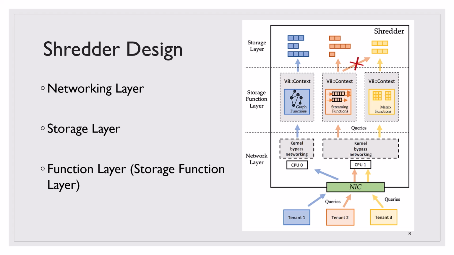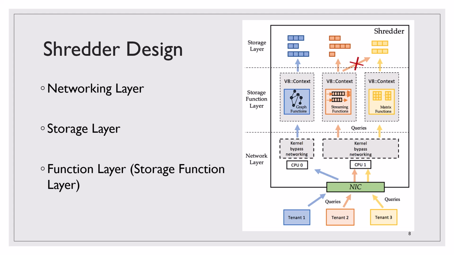The function layer relies on the V8 runtime. This layer matches incoming requests to their storage function code and context. Here on the right, we have an illustration of the Shredder design. You can see tenants make a request to the NIC, which stands for Network Interface Controller. Then the NIC gives the work to the CPU cores, where they run the 3 layers. It uses kernel bypassing to lower network overhead.